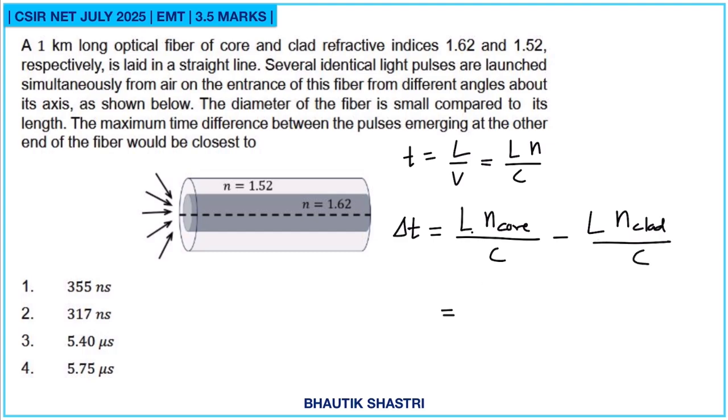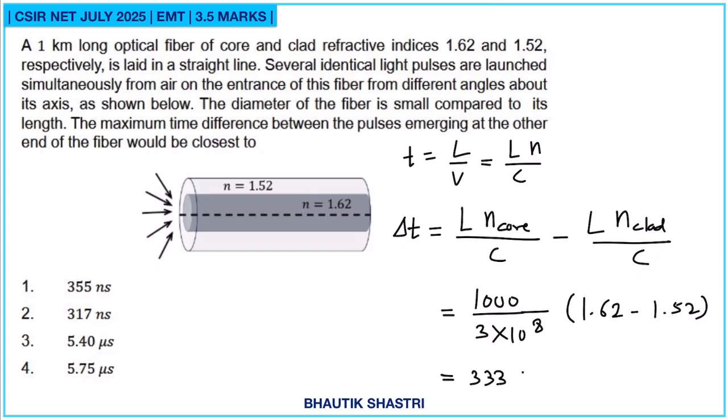That is L is given to us 1 kilometer, which is 1000 meter, upon C is 3 into 10 to the power 8, and difference will be 1.62 minus 1.52, which is 0.1. So if we solve this, this is 333 nanoseconds. So option 1 is correct.